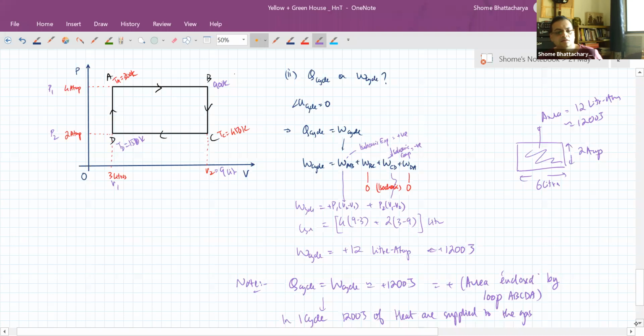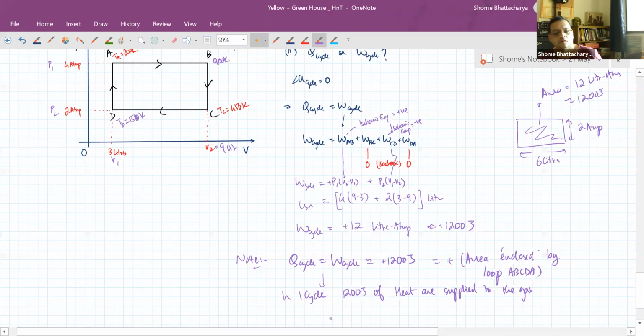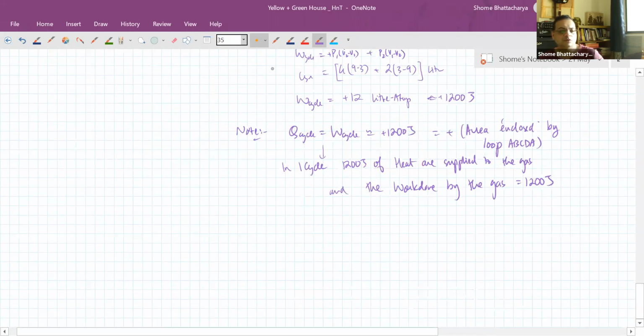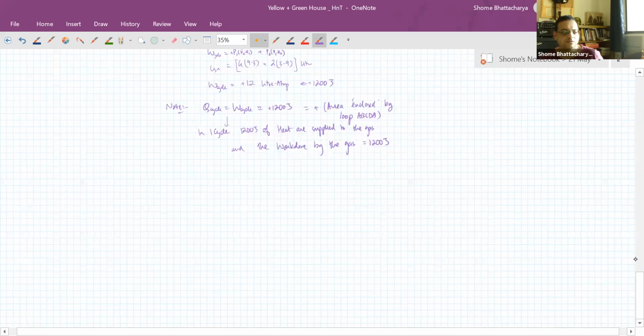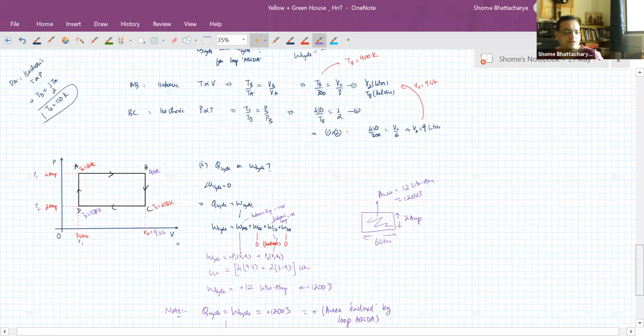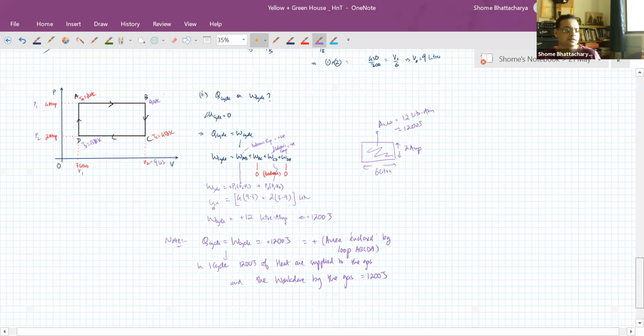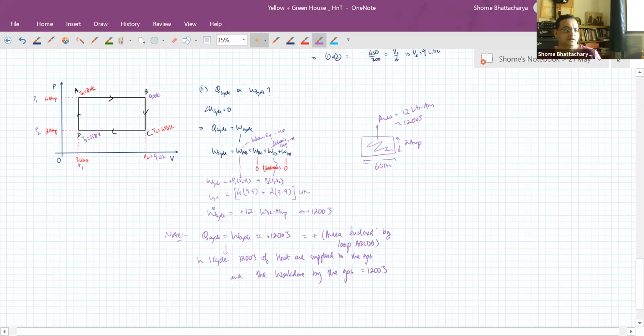And the work done by the gas equals 1200 joules. So we are supplying a certain amount of heat and the gas is doing that equivalent amount of work. So that is the function of what we call a heat engine. That is why we'll see later that this type of process where Q and W are positive for the cycle is called a heat engine cycle.